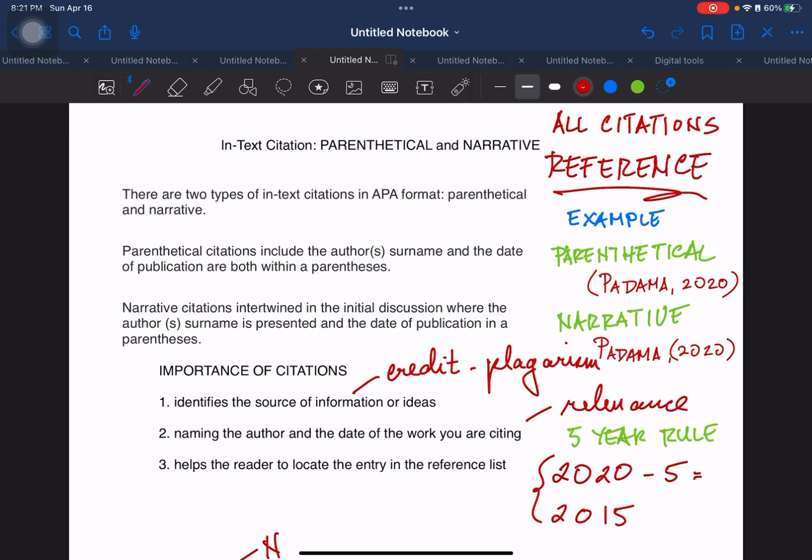So, thank you very much, everyone, for listening to this particular discussion on the different types of in-text citation, specifically the use of parenthetical and narrative and their differences, and where you should put them or place them inside your manuscript.